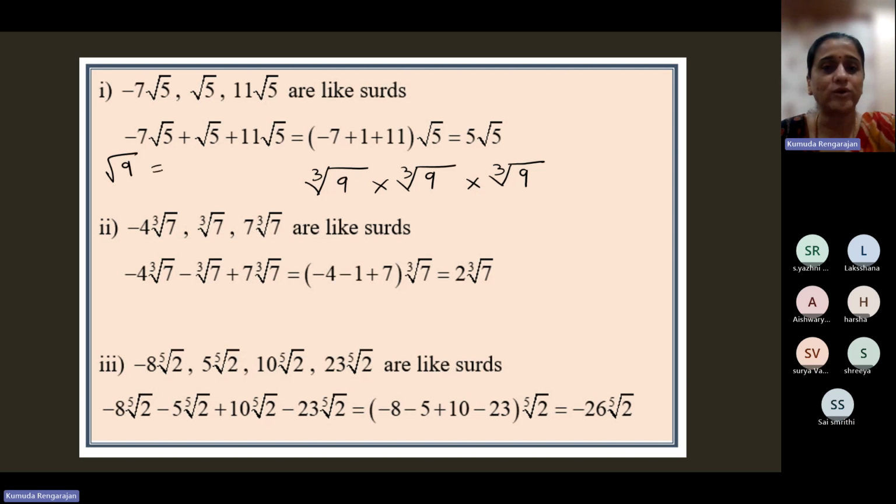Because what is the value of square root of 9? 3. And 3 is 3 by 1, integer by integer, a rational number. Now this is cube root of 9. Cube root of 9 into cube root of 9 into cube root of 9. 9 is not a perfect cube, so cube root of 9 is irrational.